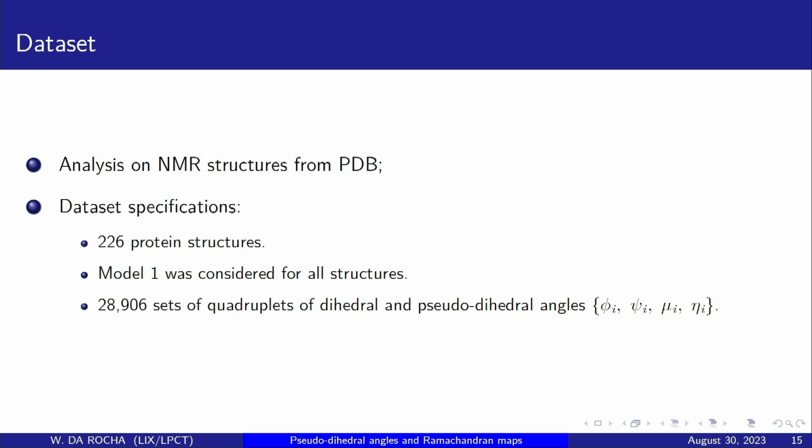And we performed some experiments. For our experiments, we analyzed NMR structures from the PDB. NMR is nuclear magnetic resonance. Our dataset has 226 protein structures. In the NMR data, we have more than one model available for each structure, and we always considered structure 1. In the end, we have almost 29,000 quadruples of dihedral and pseudo-dihedral angles: phi, psi, mu, and nu.